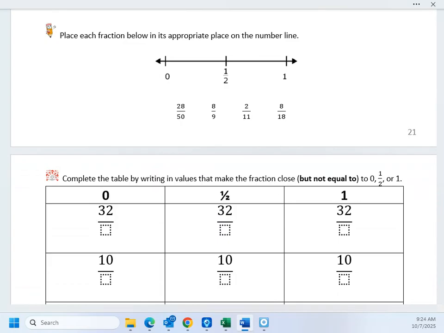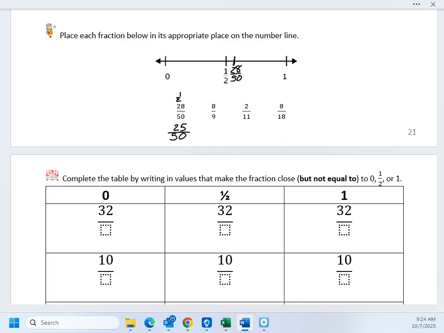What do you think, Joy? A half, because what is a halfway? 25 over 50. So where would I put this on my number line? Before the half or after the half? A little bit after that. Yeah, because that 28 is bigger than the 25. So I know it's close to the halfway, but I'm going to put it just over that halfway.